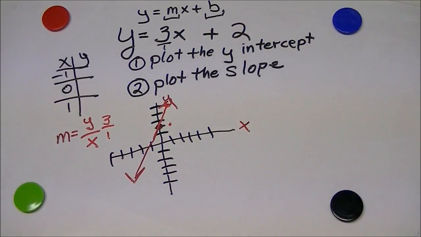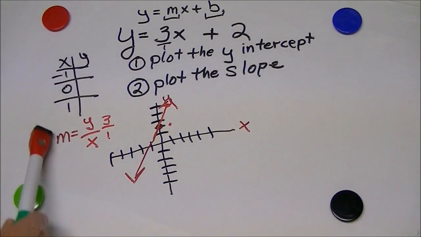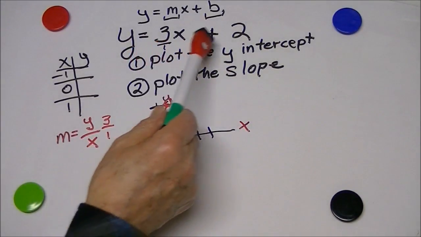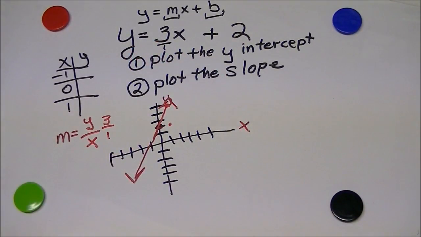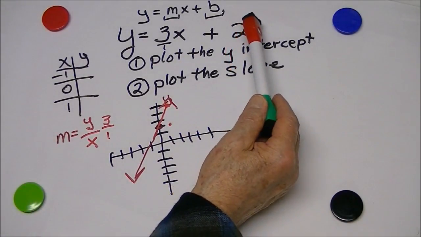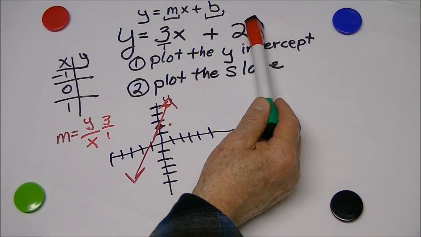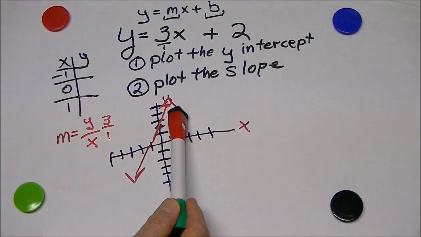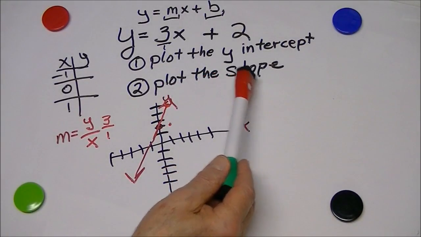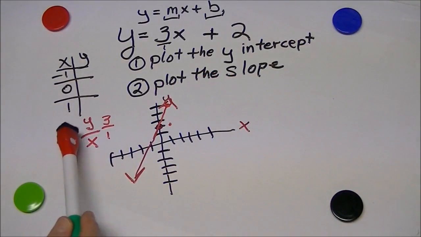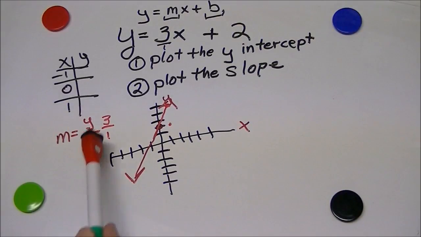So once again, when it's in slope-intercept form, again, we could do a t-chart, or we could use this simplified method of plotting the y-intercept first, and then from that point we plot the slope, remembering that slope is y over x, in this case 3 over 1.